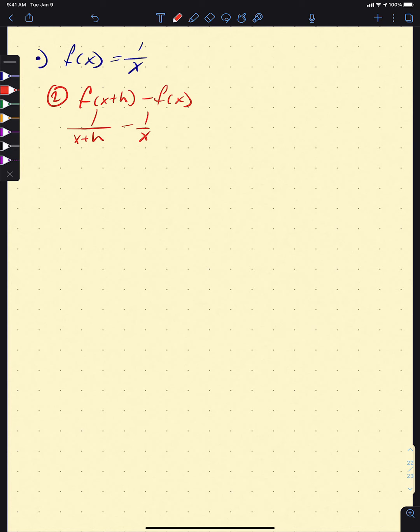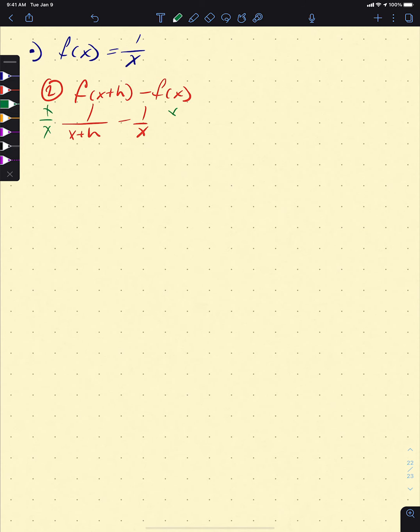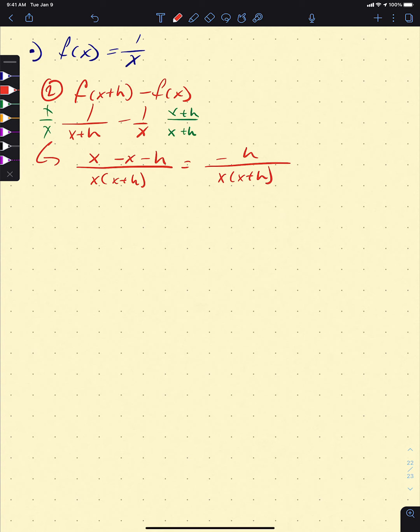In order for this expression to be at all useful, we're going to need a common denominator. Well, we can multiply this by x over x, and we can multiply this by x plus h over x plus h. And that's going to give us what? Well, we're going to get x minus x plus h over x times x plus h. Or, if you prefer, canceling those x's, negative h over x times x plus h.